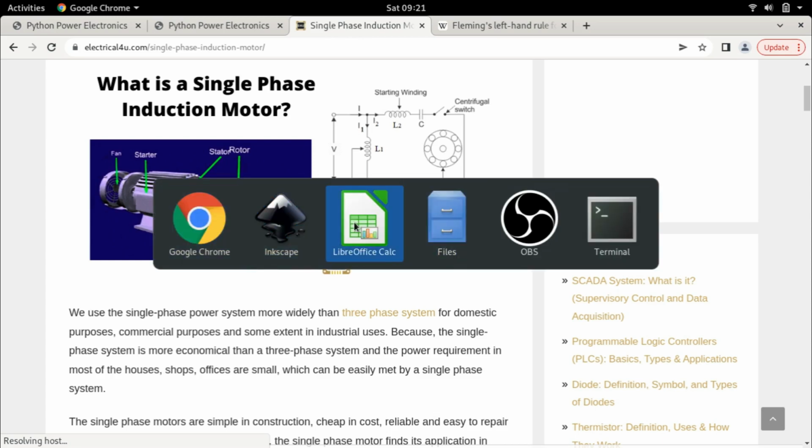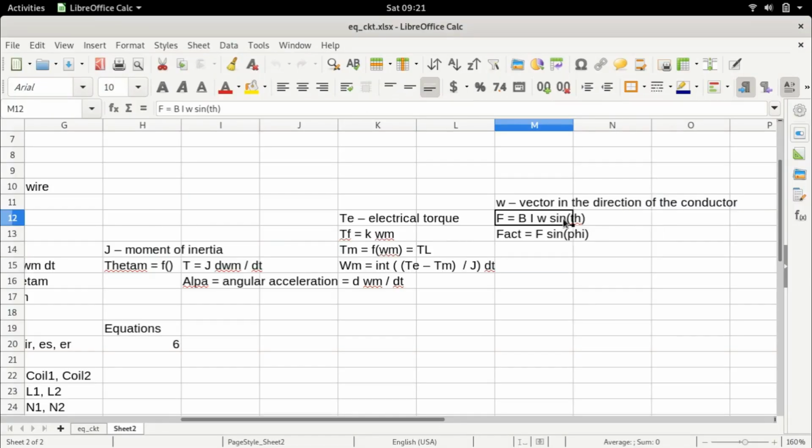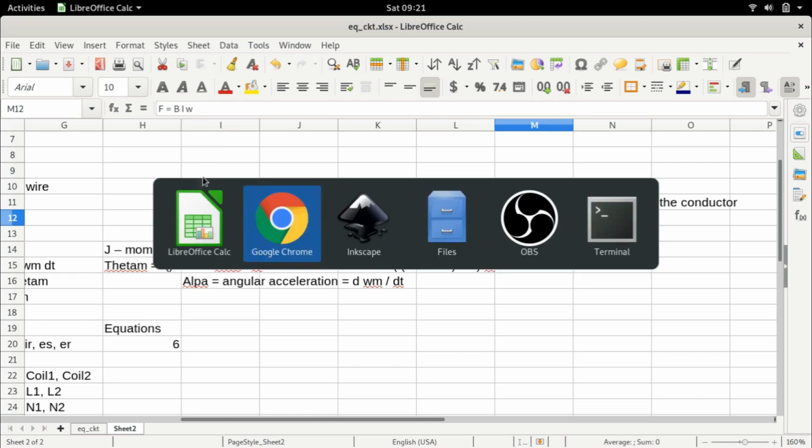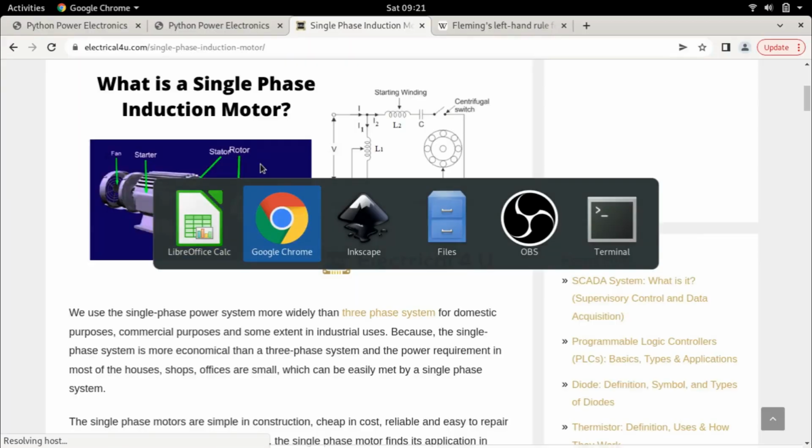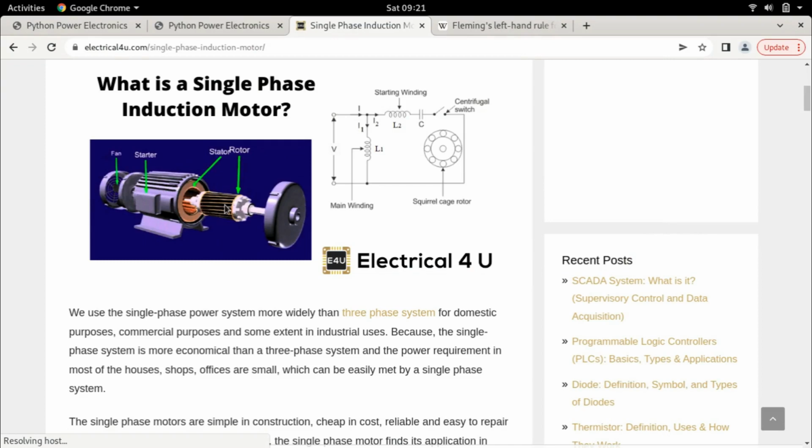So therefore if we go back to this Excel sheet and we look at this formula, we can actually get rid of the sine theta. We don't need the sine theta because it is sine 90 degrees. Theta is 90 degrees. So this leads us to this equation, which is BIW. And here, of course, W is the length of the rotor, right?